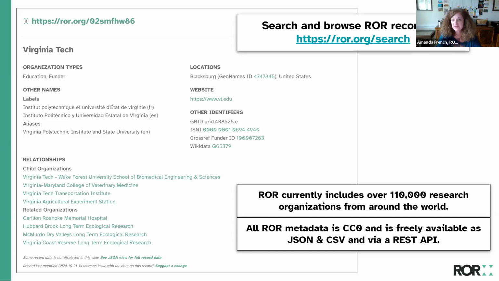This image is taken from our open web UI, our browser search, but all the information shown here, plus a little bit of additional information, is also available as JSON in the ROR API and as both JSON and CSV in the downloadable dataset of ROR. Both the ROR API and the downloadable dataset are entirely open, CC0, and free to use.